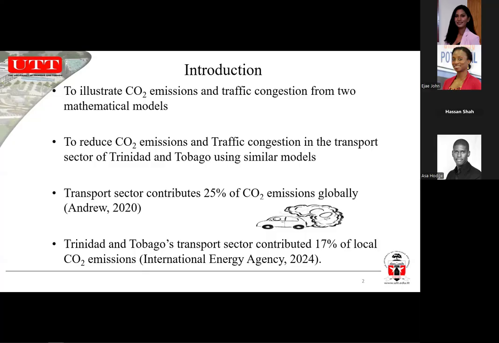From the statistics, we can see, in particular, the last 2 points, globally, the transport sector contributes 25% of CO2 emissions. And locally, here in Trinidad and Tobago, we have 17%. So we can see the need to reduce these emissions from traffic congestion.